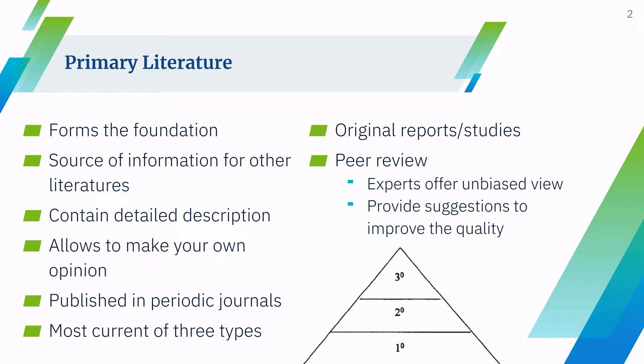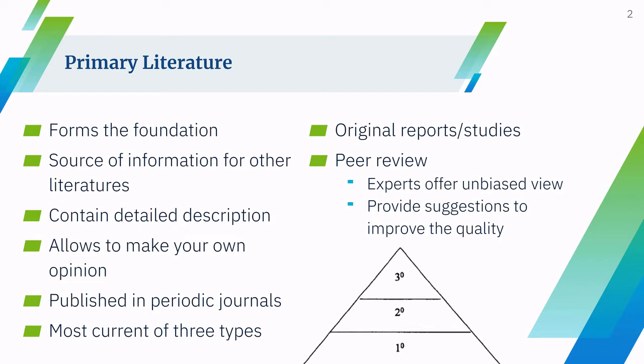Since most of the primary literature contains a detailed description of the study design, methodology, and scientific results, the user can critique and analyze the study and develop one's own conclusion. The primary literature is published within periodical journals and is the most current of the three types of literature. However, publication lag time may be present, but not to the same degree as the tertiary literature.